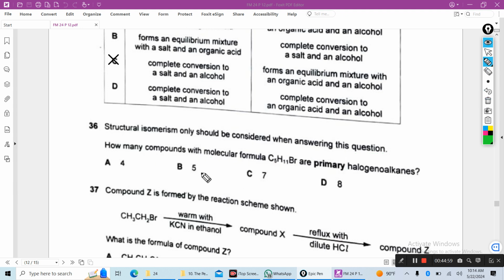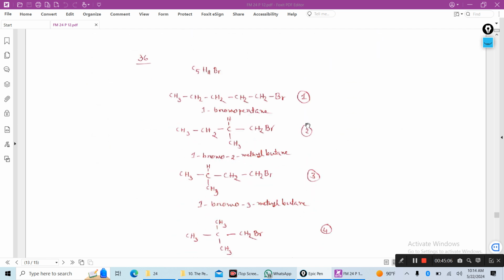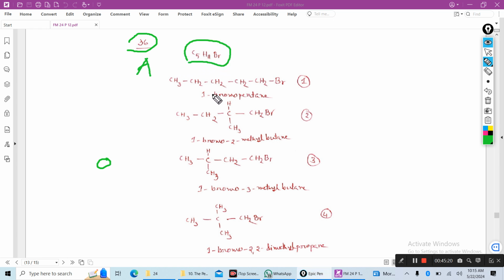So this answer will be 4. How? You see, this is the answer. So 36, answer will be 4. A is the right answer. C5H11Br, so the first one is a primary haloalkane, 1-bromopentane. Second one, 1, 2, 3, 4.